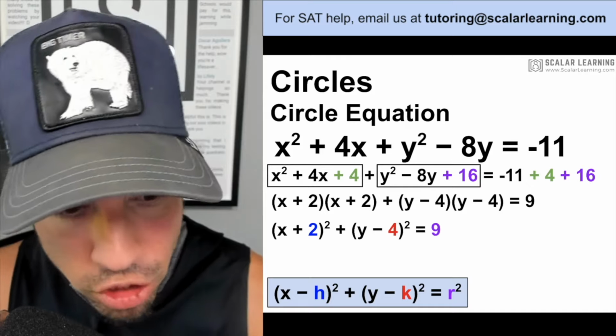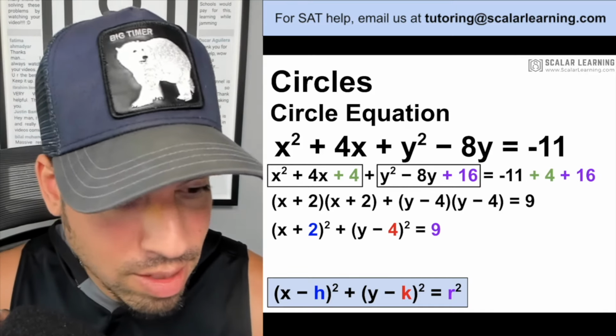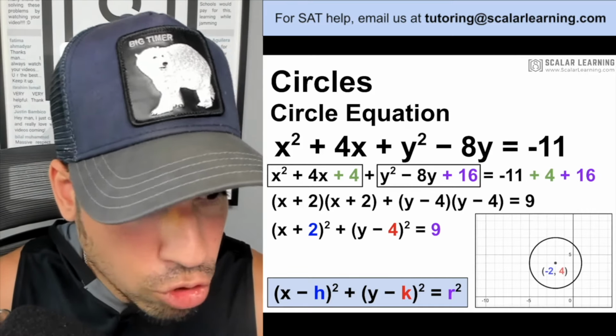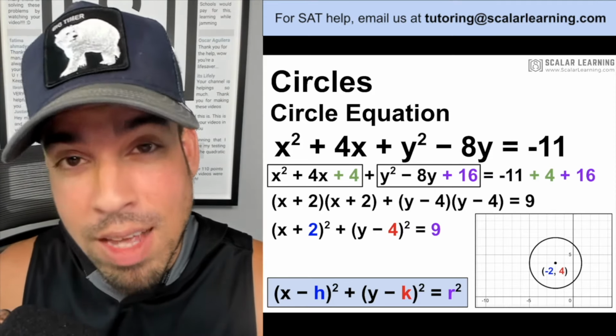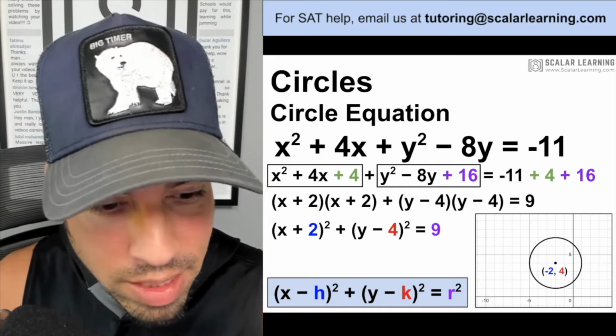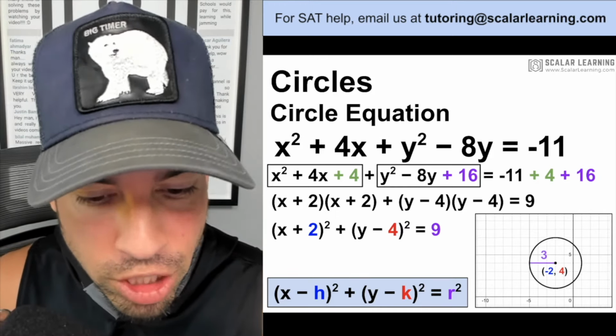Now I can tell you what each of the components are. I can tell you that the center is at (negative 2, 4), because again, it's the opposite. It's not positive 2, it's the opposite, which is negative 2. And the radius is the square root of 9, which is 3.